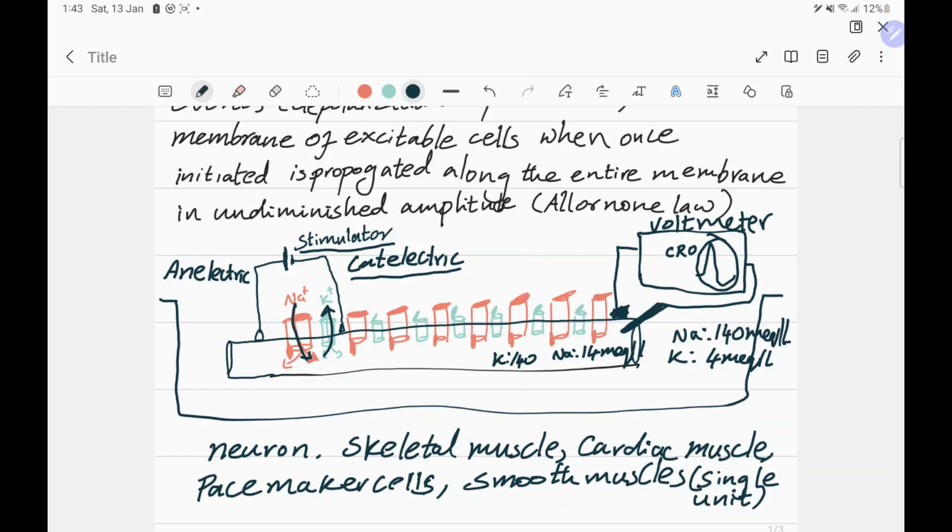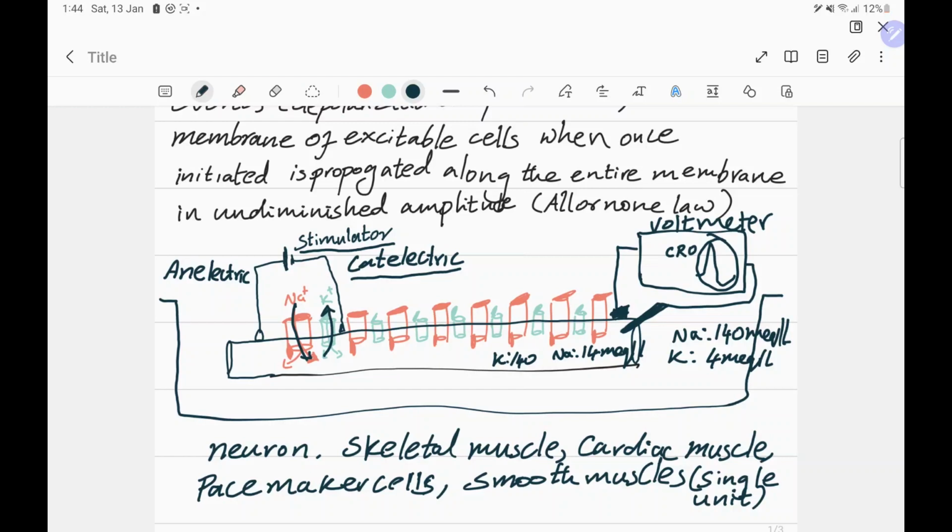Now, action potentials happen in only certain tissues like neurons, skeletal muscle, cardiac muscle, pacemaker cells, and smooth muscles. Which kind of smooth muscles? Single unit or unitary smooth muscles, not just every type of smooth muscle. Now, what happens is, the action potential builds up. This is an impulse, and it carries the signal across a long distance.